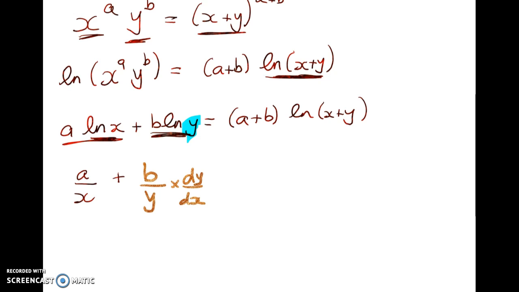Right? So the flow through is going like this. x is affecting y, which is affecting log y, like this. So it's just standard implicit. Now the next one I'm going to write like this. This is a constant, so it's going to be a plus b times the derivative of this with respect to x.